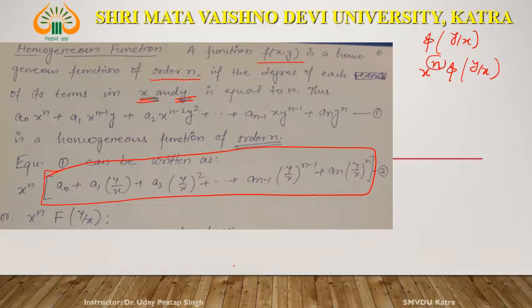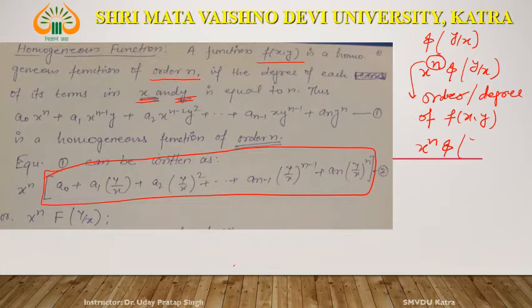Then this n represents the order, or degree, of the function f(x, y). If any function can be expressed in this form, that is x to the power n times a function of y by x, where the function is phi or capital F, whatever you want to write, then this f(x, y) is known as a homogeneous function of degree n.